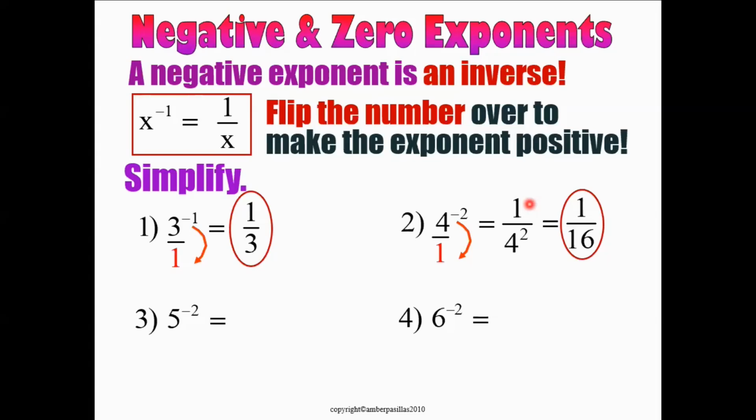Let's move on to number 3. We have 5 to the power of -2. So applying the rule, I'm going to have 1/5 to the power of 2, and this simplifies to 1/25.